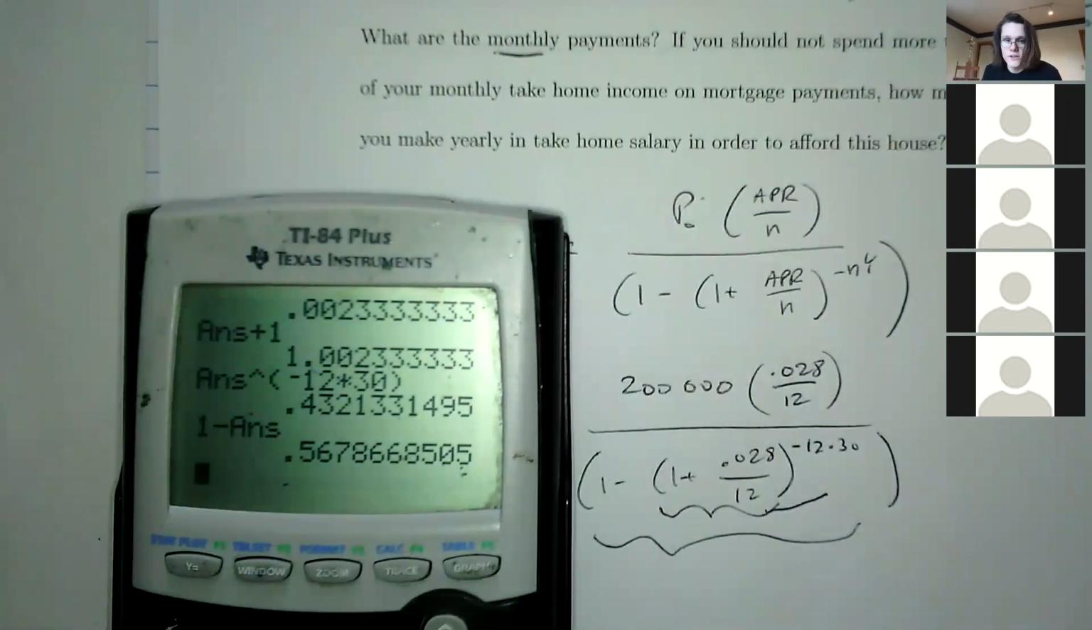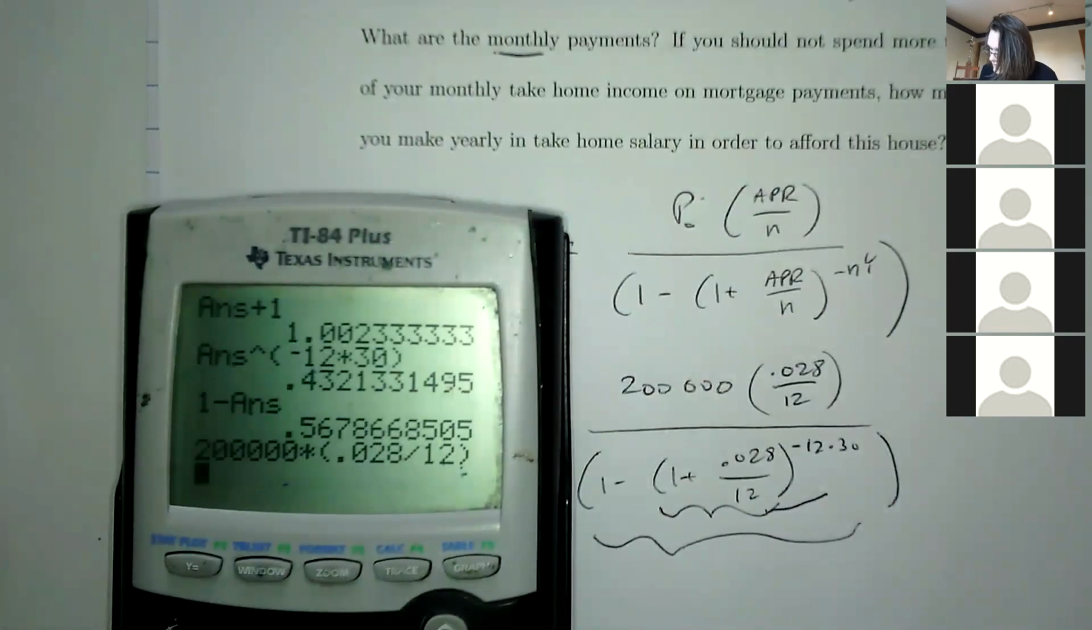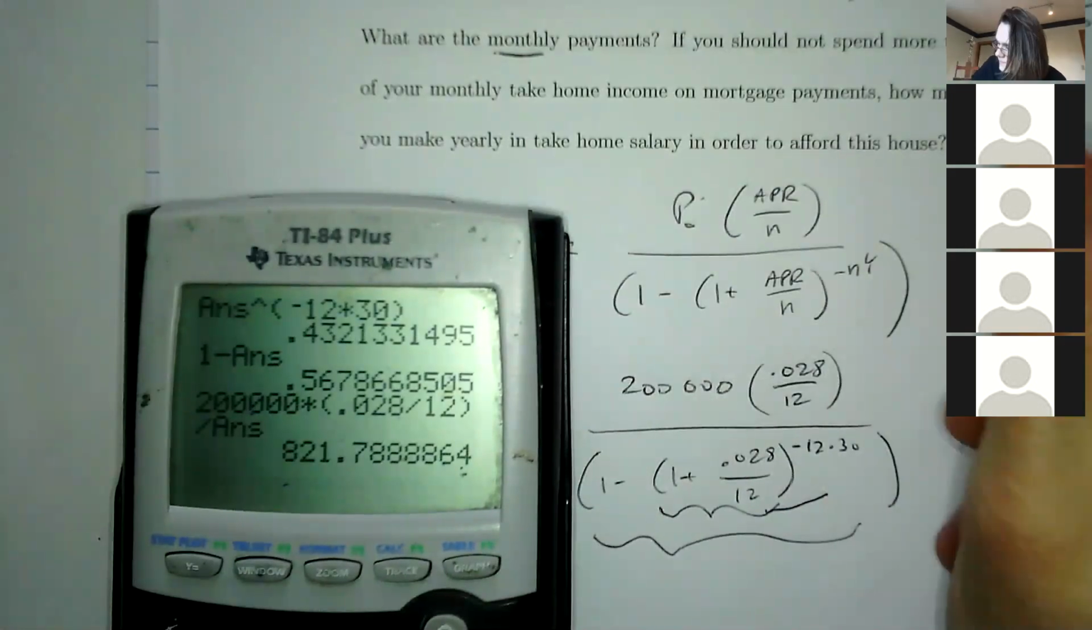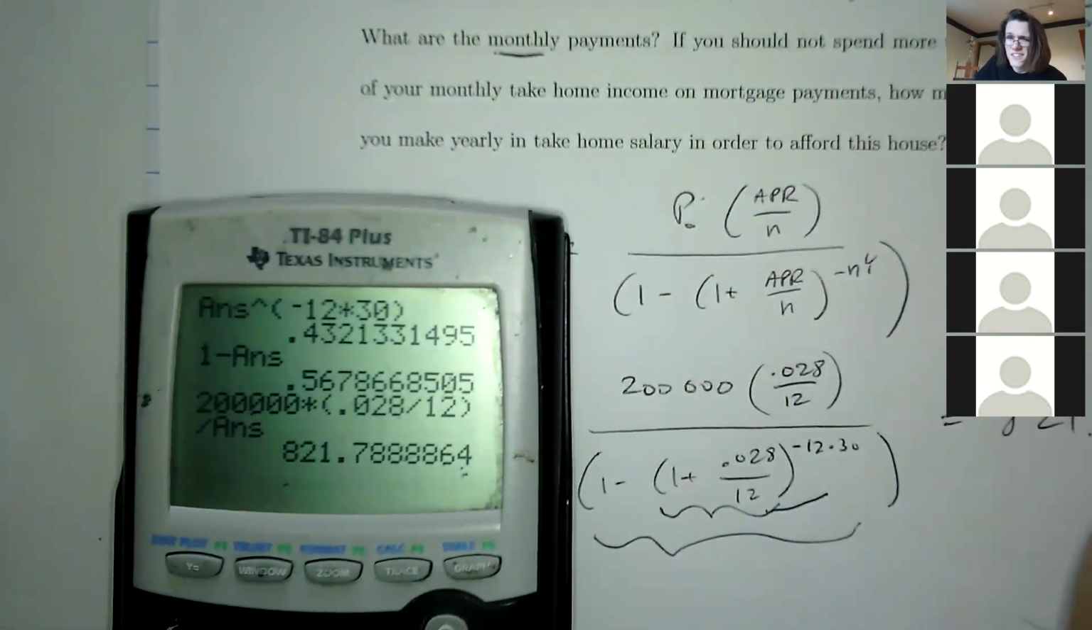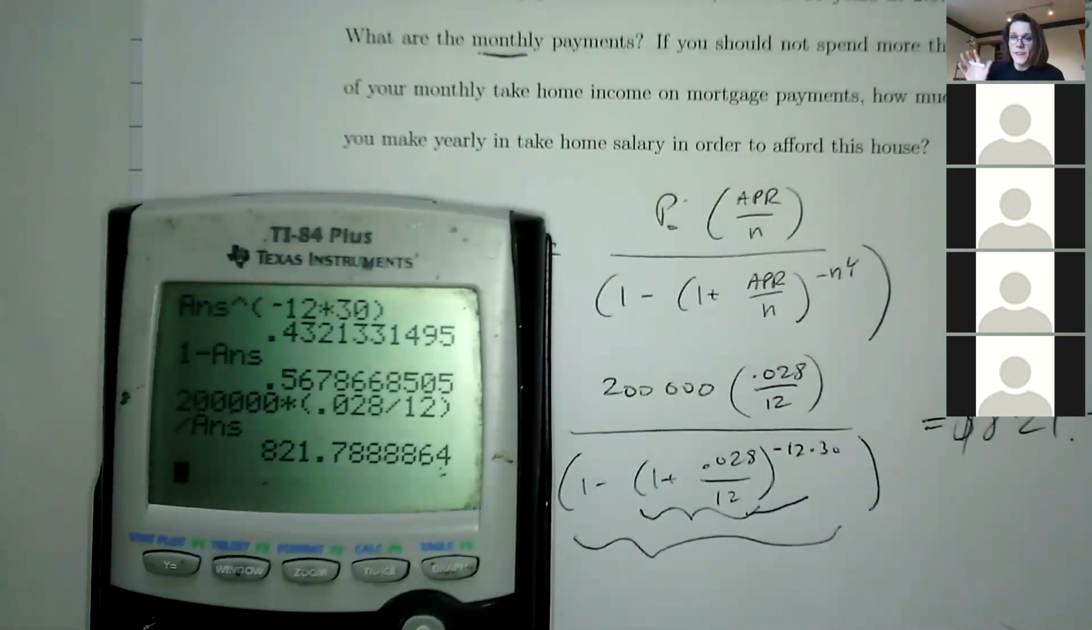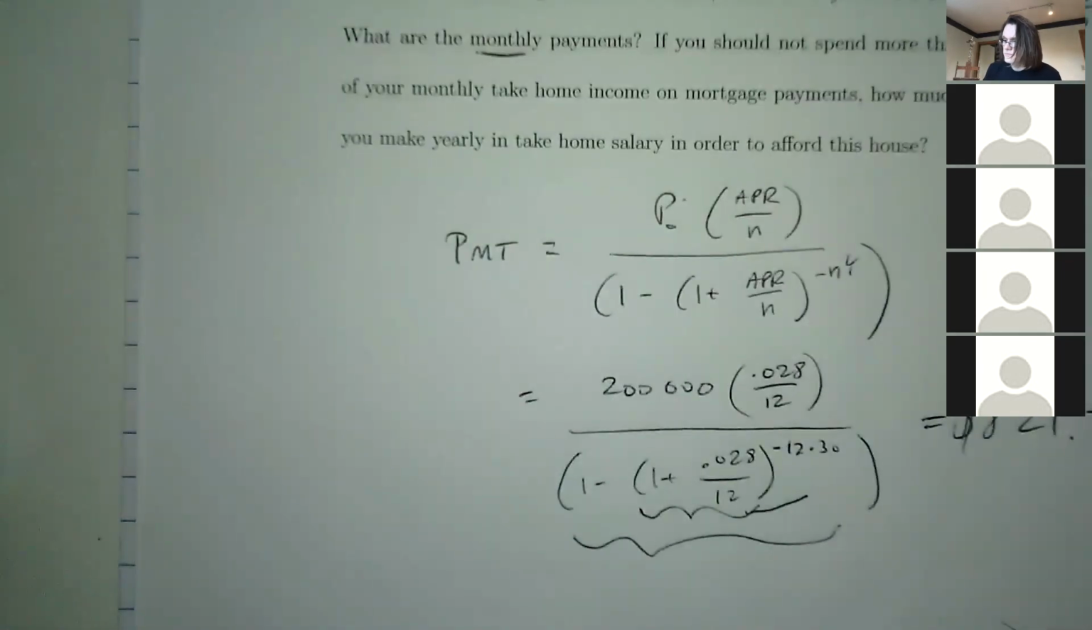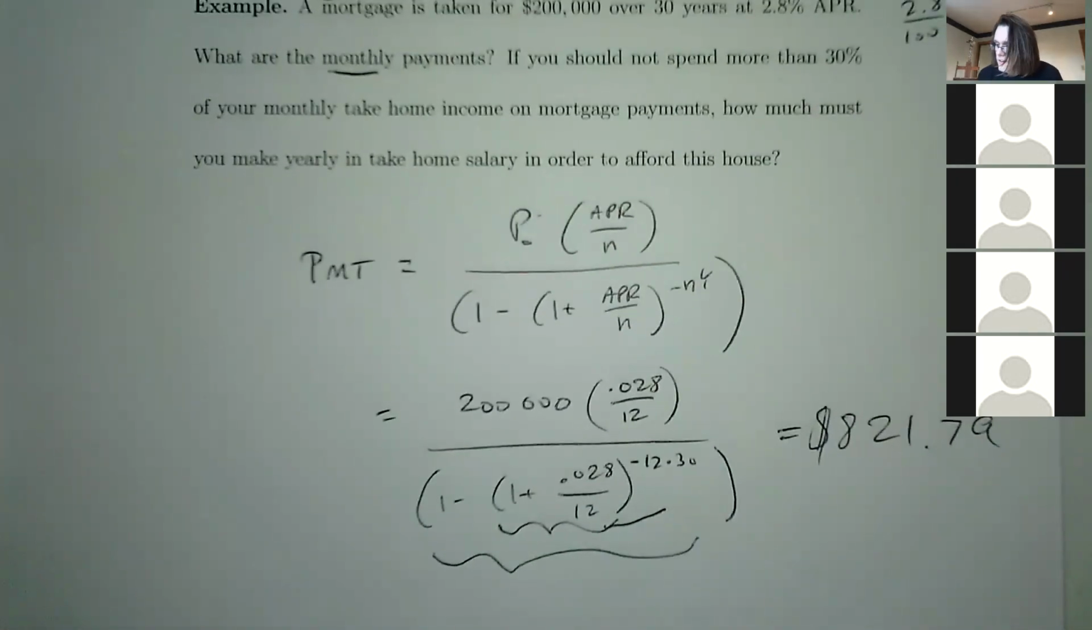And again, you can do this all by rounding. You can write in different parts if you want and round, it's fine. Anyway, so 200,000, that looks good, times 0.028 divided by 12, and then divided by second answer. So 821.79. Right? So that would be your mortgage payment in this scenario, where you have 30 years, 200,000 at 2.8% APR.